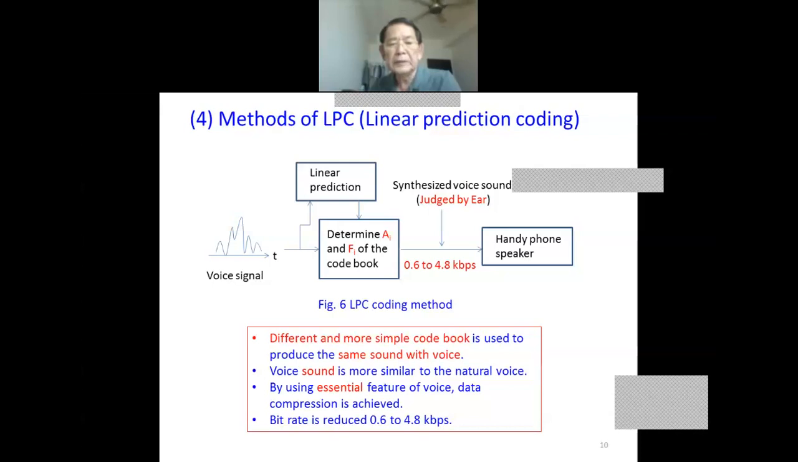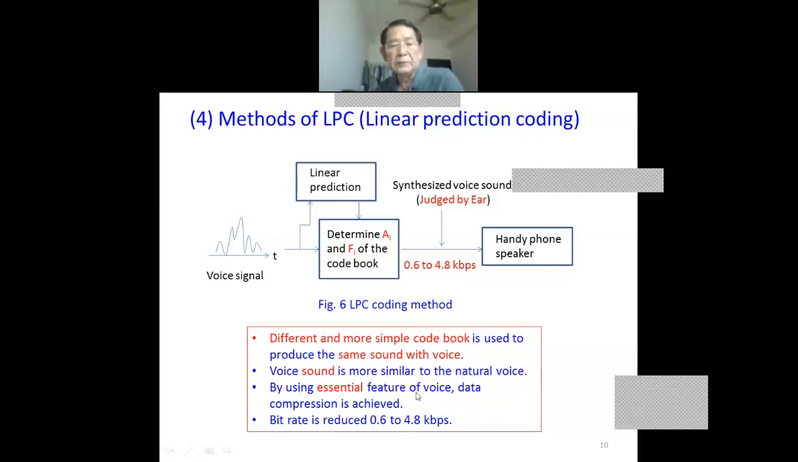So to achieve voice sound, a different and simpler code book is used, because the sound anticipation is not so strict. Our ear can distinguish the sound even if the sound is not so clear. So a simpler code book is possible to produce the same sound as the voice. Another feature is that the voice sound is more similar to the natural voice. That is judged by ear, so it seems more natural.